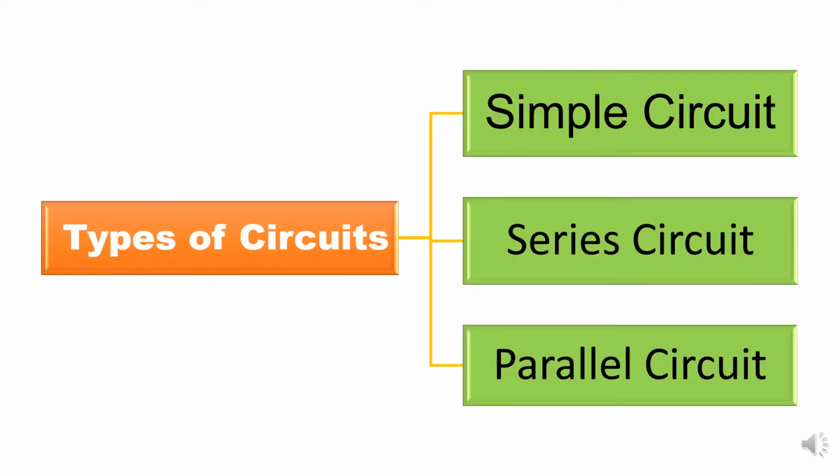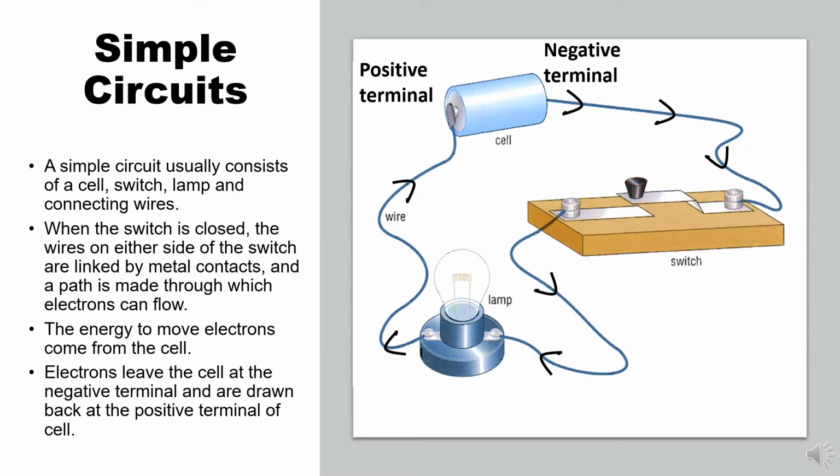There are three types of circuits: simple circuit, series circuit and parallel circuit. Simple circuits. Let us observe this diagram carefully. We can see four circuit components: the cell, the switch, the lamp and the connecting wires.